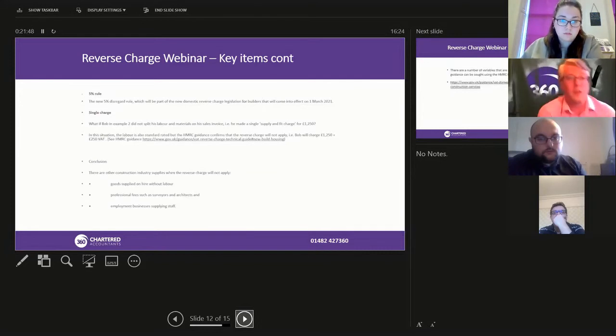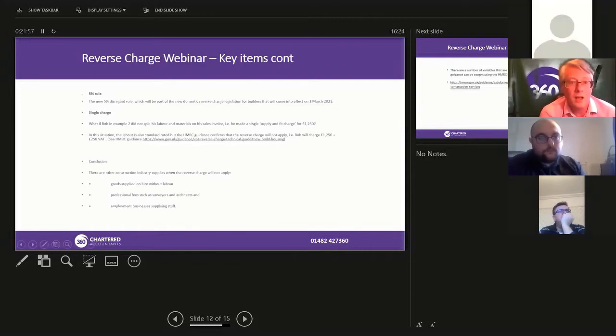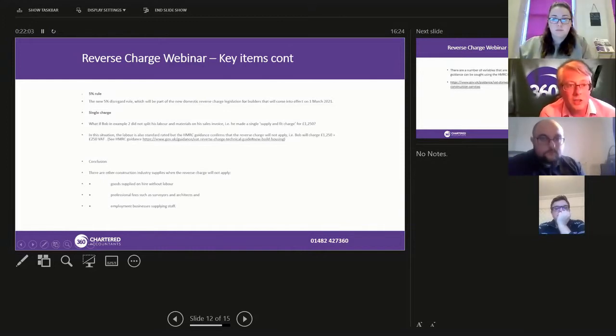And then the other example, in terms of the single charge, is if you don't split out the labour and the materials on that side of it, and it's just a supply and fit charge, again, you would use the normal VAT rules.